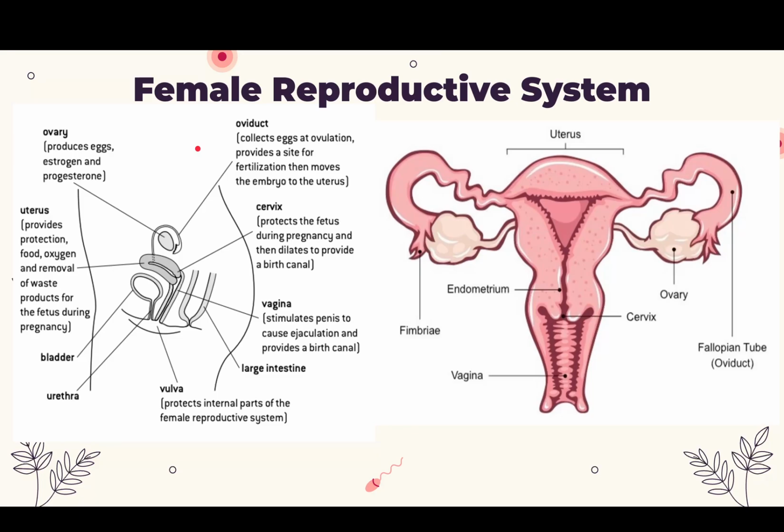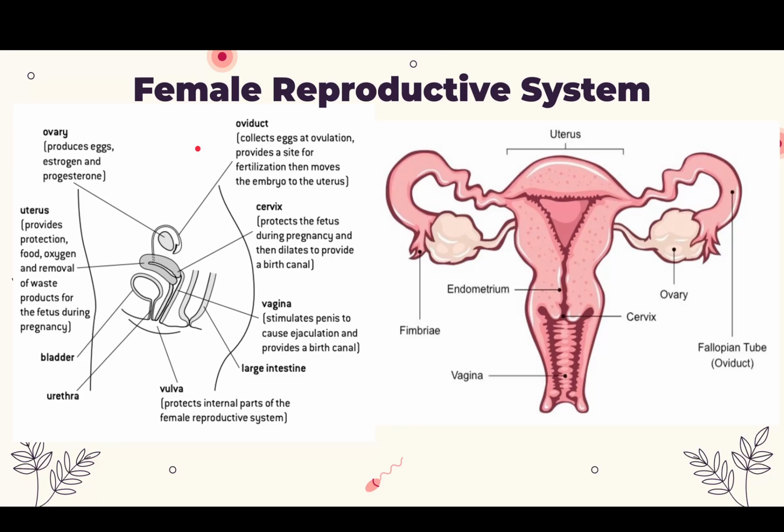What does the fimbriae do? Fimbriae. There you go. It's basically what grasps the ovum or the egg, because the tube is not connected to the ovary in the sense that it's not just going to automatically get the egg to travel through the fallopian tube. It's what grasps the egg.